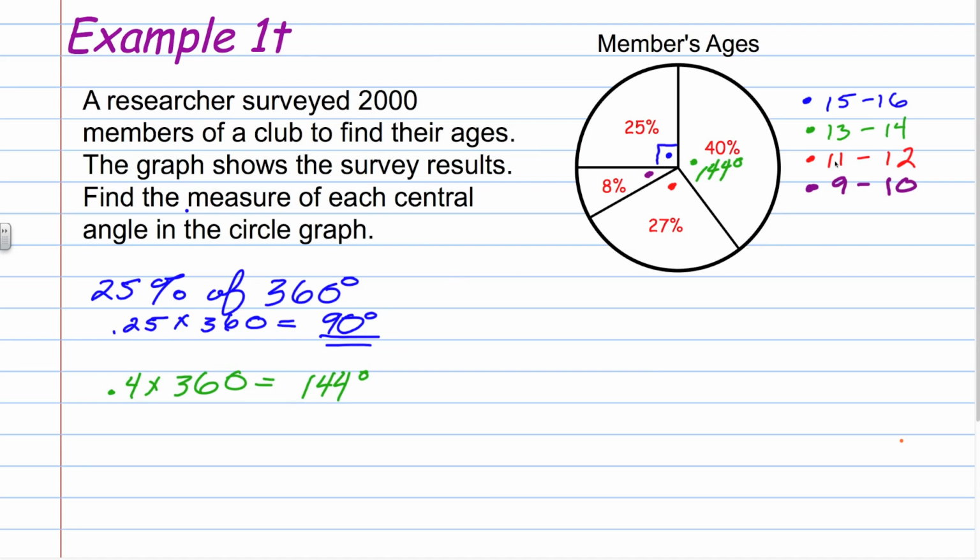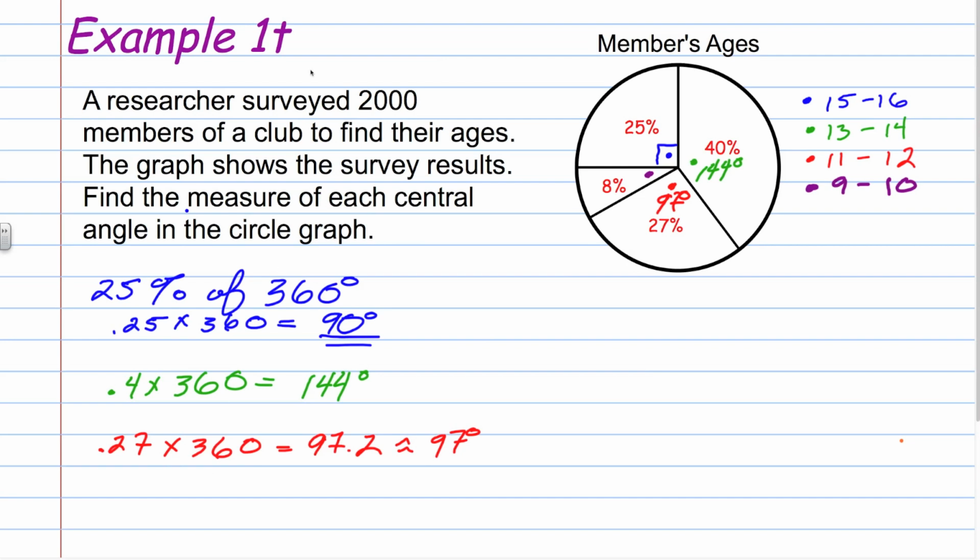So anyway, moving on to the 11 to 12-year-old group. The 11 to 12-year-old group is 27% of the members of the club. So we'd go 0.27, 27% of 360 degrees. This amounts to really some calculator work. When you do 0.27 times 360, that gives you exactly 97.2. And we could round that and say that's approximately equal to 97 degrees. So in here that'd be 97 degrees.